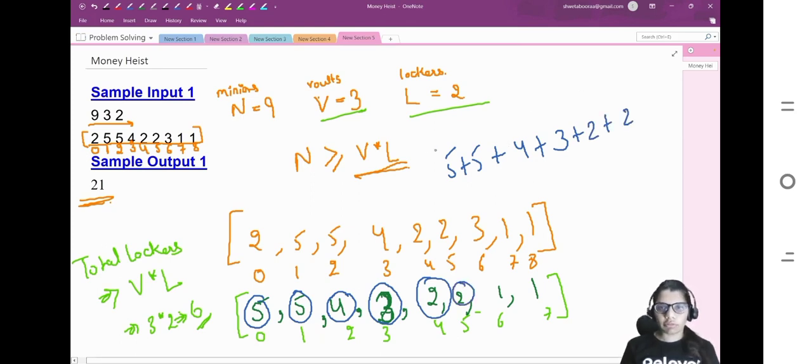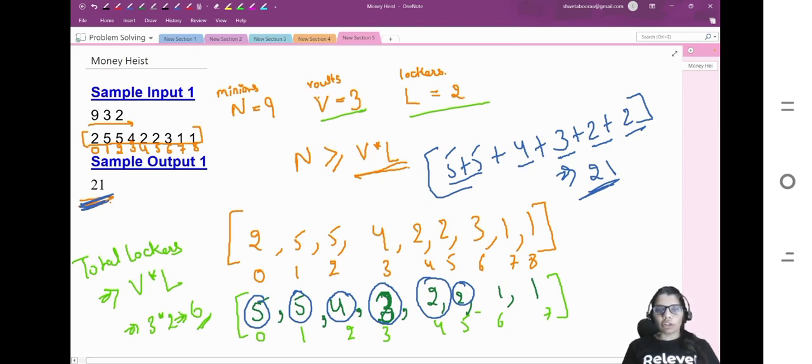So here we have first 6 minions, right? We will take their sum. So here you can see sum would be 10 plus 4, 14. 14 plus 3, 17. 17 plus 2, 19. 19 plus 2, 21. Right? So as you can see, this is our output, 21. We have got our answer.